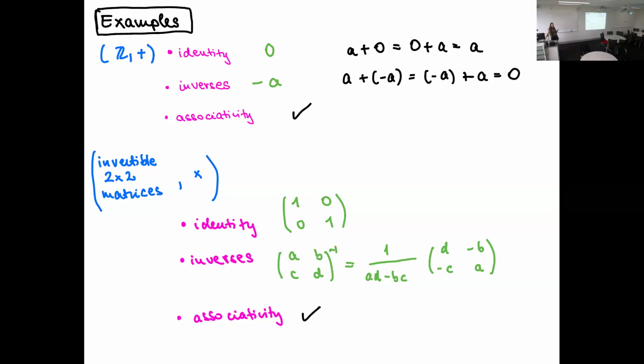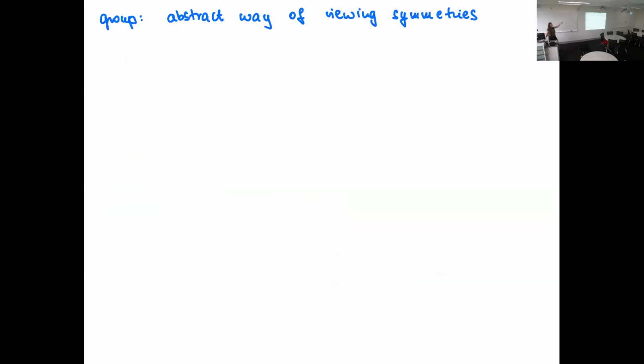Okay, I don't usually think about groups in such abstract ways. I like to think of groups as symmetries of objects. So it's an abstract way of viewing symmetries, and then you can just think of the object that it's the symmetries of.